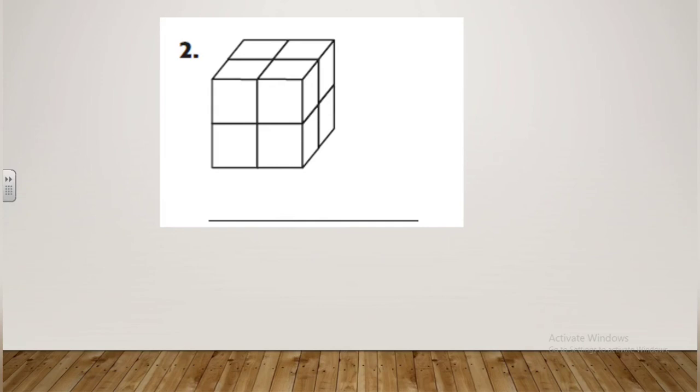Let's see the next. Here he wants you to find the volume. So let's see how many rows we have here. We have 1 and 2, right? And the columns here 1 and 2, right? Okay. So at the top here we have 2, 2. So 2 times 2 equals 4. And at the bottom we have 2 times 2 equals 4.